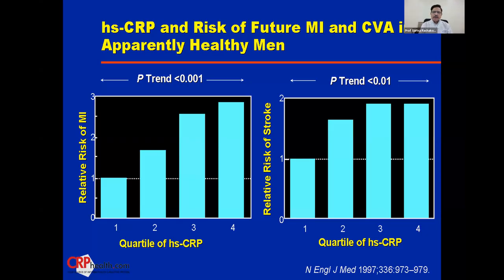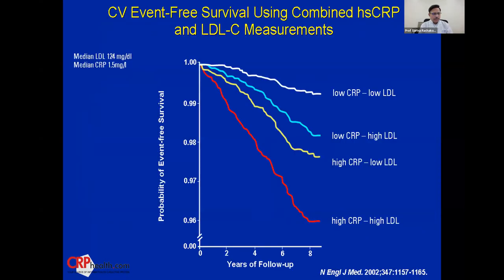What is high sensitivity CRP? There is another CRP which is called normal CRP, and that CRP tells you about joint disease. If somebody has got rheumatoid arthritis or any other autoimmune disease, the CRP will go up. This is not that one. This is called high sensitivity CRP.